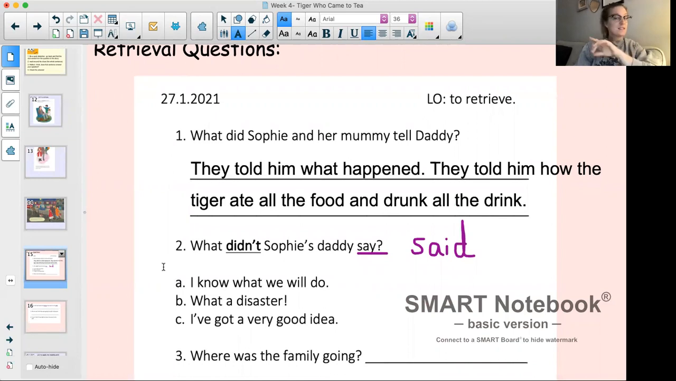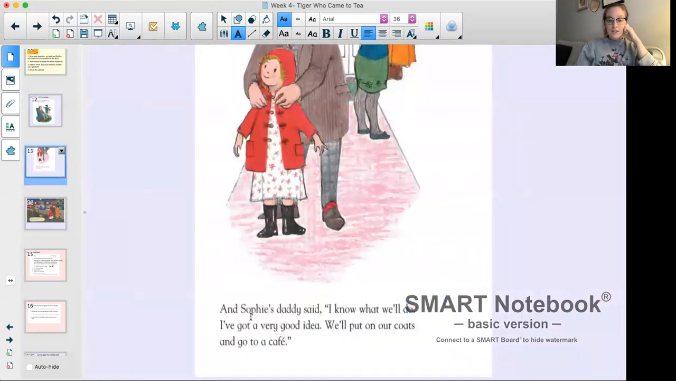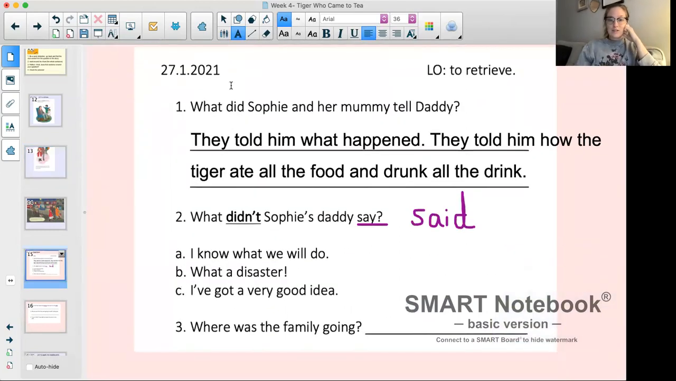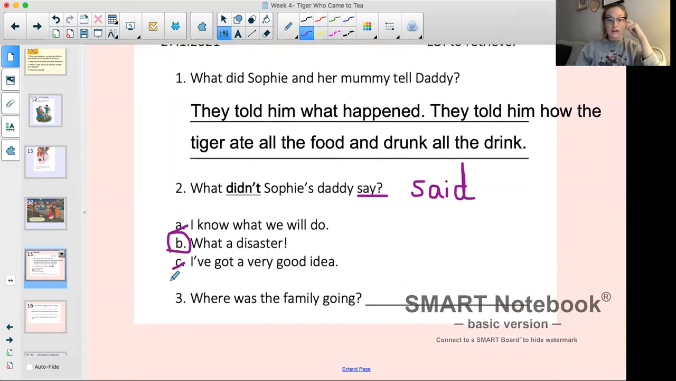Number 2, what didn't Sophie's daddy say? Didn't means did not. So we're looking for the one choice that he didn't say. But let's keep going just to find out. Sophie's daddy said, I know what we'll do. I've got a very good idea. We'll put on our coats and go to a cafe. So what didn't Sophie's daddy say? He did say, I know what we'll do. He did say, I've got a very good idea. He didn't say, what a disaster. So the answer is B, what a disaster.